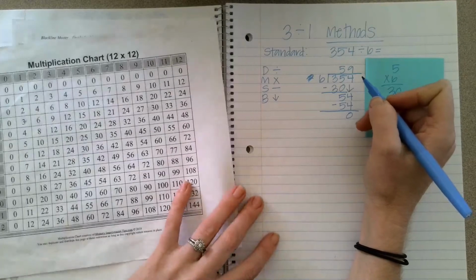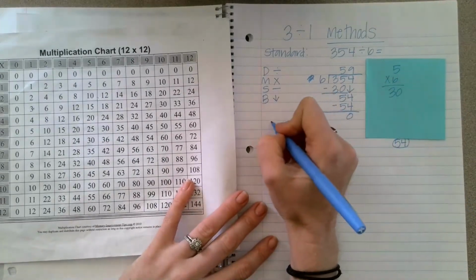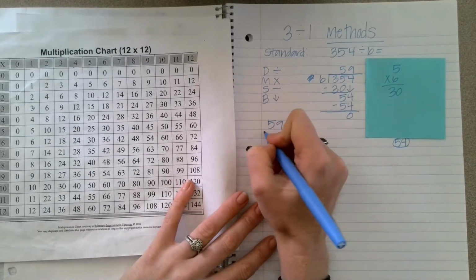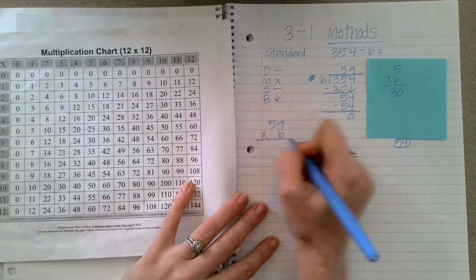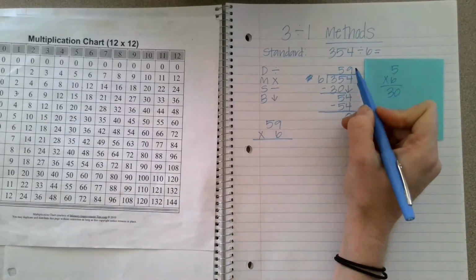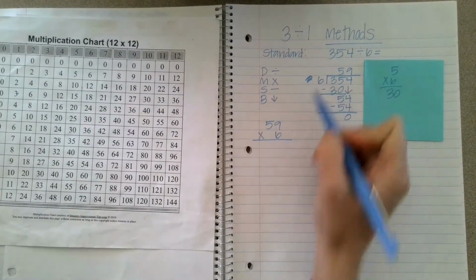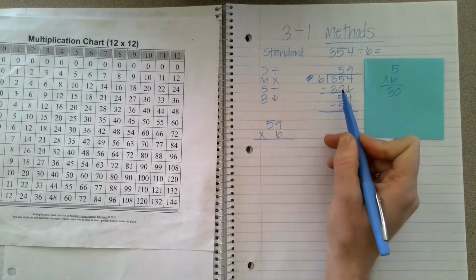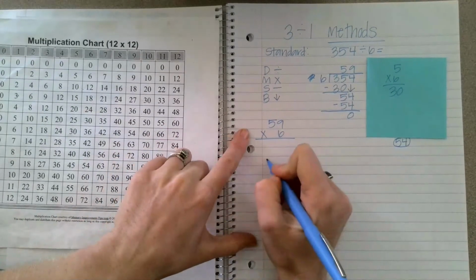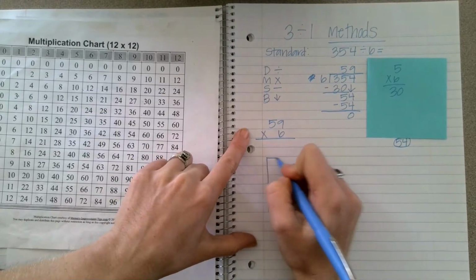I need to check using opposite operation. So I'm going to do 59 times 6. So if I do 59 times 6, my answer should get me to be 354. So I'm going to set up my problem.